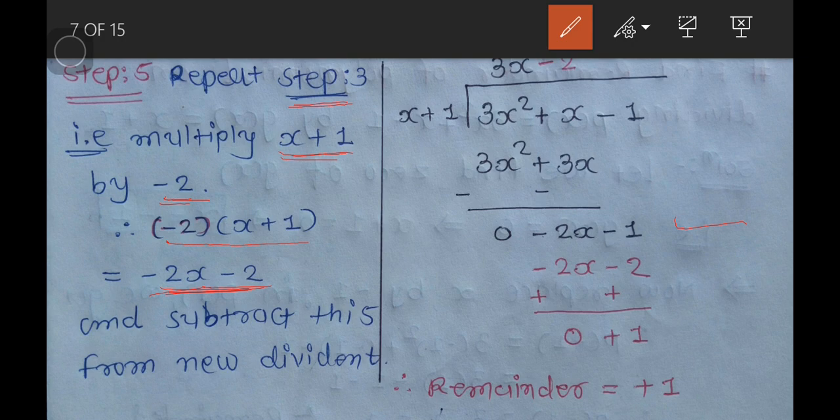In our new quotient we put minus 2, and we now subtract minus 2x minus 2 from our new dividend, that is minus 2x minus 1. As before, we put opposite signs: minus 2x gets a plus sign, and minus 2 gets a plus 2.